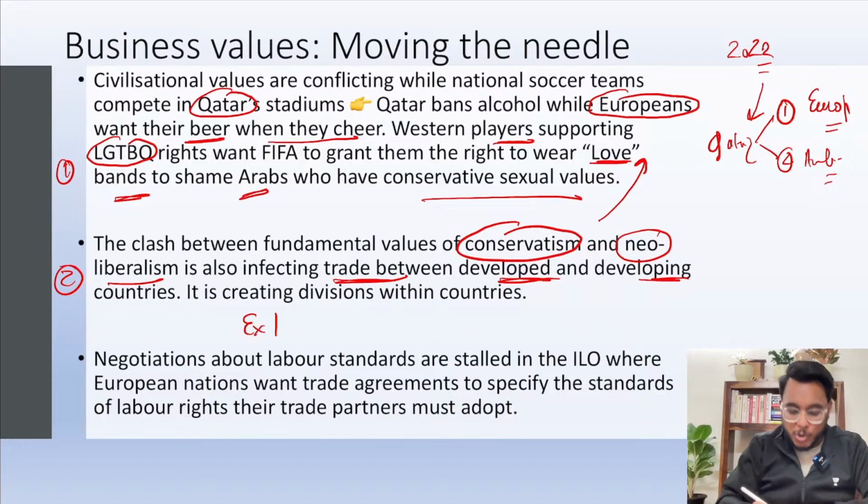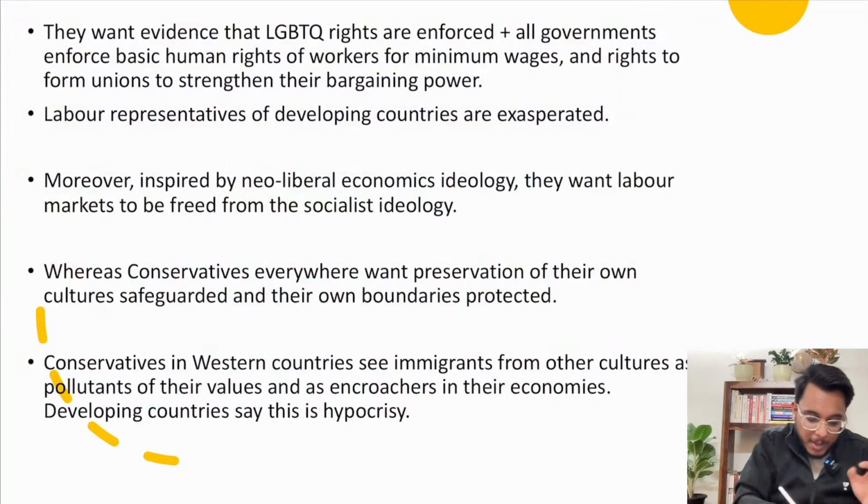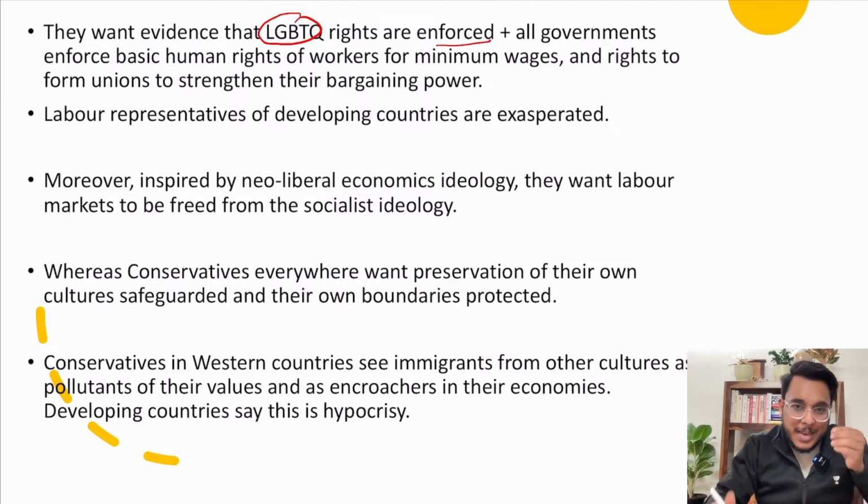Example number 1. Right now, under the ILO, that is the International Labour Organization, there is a dispute going on between the developed countries and the developing countries. Developed countries want to bring certain labor reforms. Number one, the developed countries want LGBTQ rights to be enforced in all of their trading partners. Their trading partners, that is the developing countries, sometimes the underdeveloped countries, have conservative values and are not very okay with homosexuality, but the developed countries impose that on the developing countries.